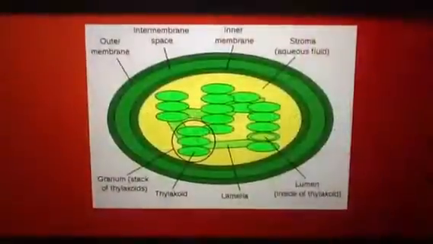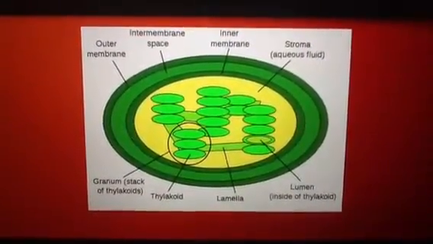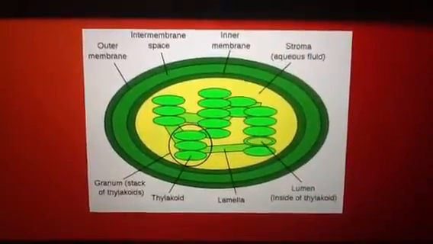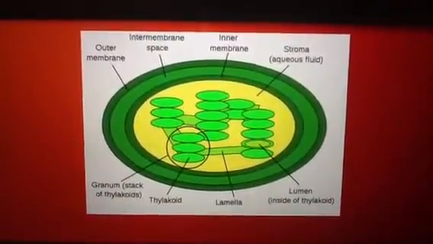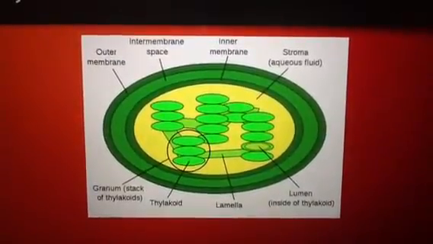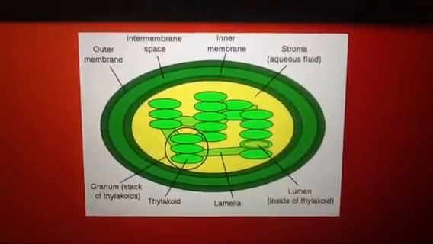The first two steps of photosynthesis take place in the chloroplasts. The first step is the light-dependent reactions, and these take place in the thylakoids. The second step, which is the light-independent reactions, takes place in the stroma.